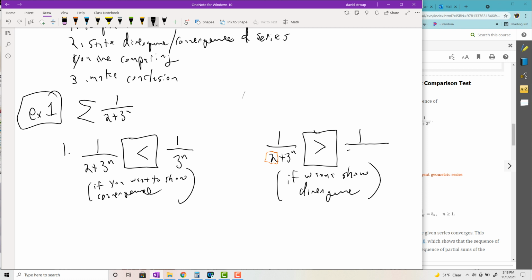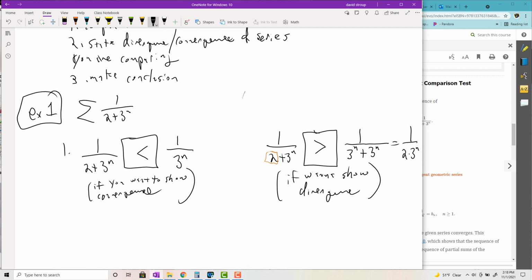So 3 to the n will be bigger than 2 for n greater than 1, right? Because if n is 1, it would be 3. If n is 2, it would be 9. So you just rewrite this as 3 to the n plus 3 to the n. That will increase the denominator, therefore decrease the overall expression. And not only that, it's just a constant multiple of the terms of a geometric series.